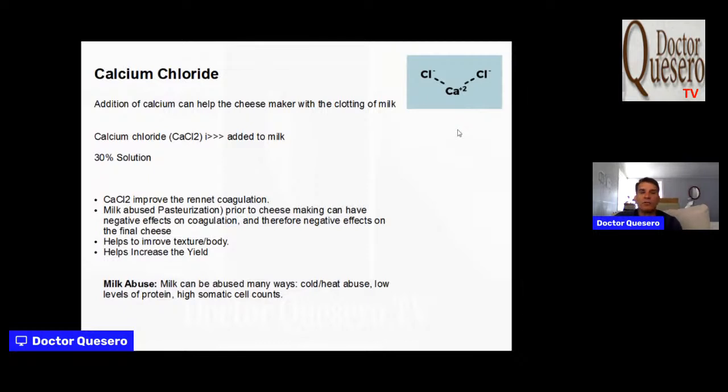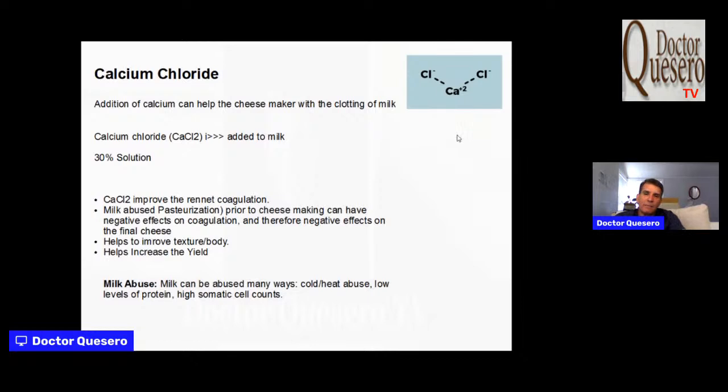That's the reason when you see your curd and you notice that the curd is weak, you have to make the decision and make the call: I'm gonna use calcium chloride in my next batch because my milk is getting too over pasteurized and the curd is getting weak. What happens when we pasteurize the milk?